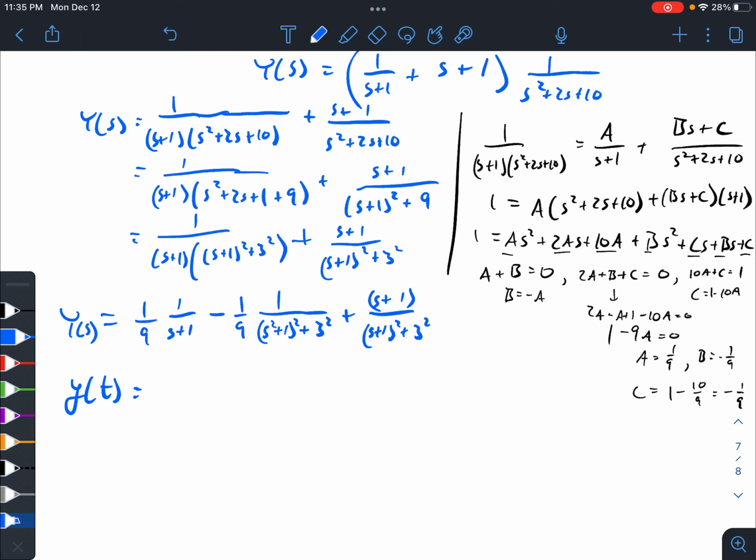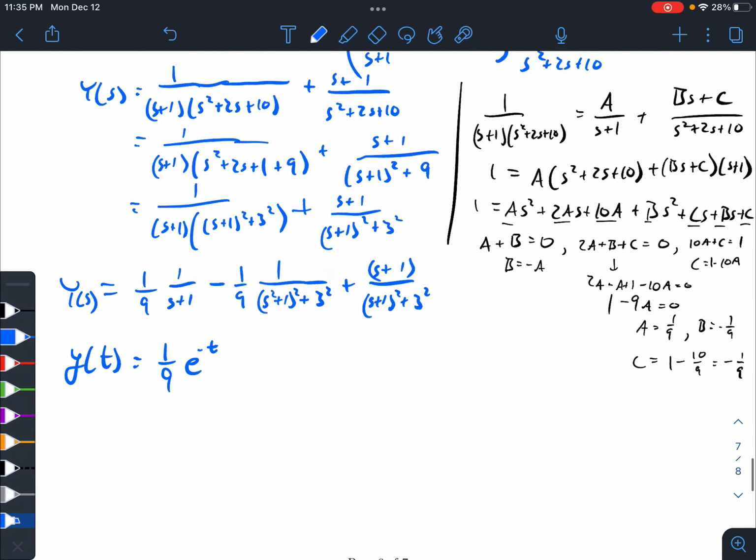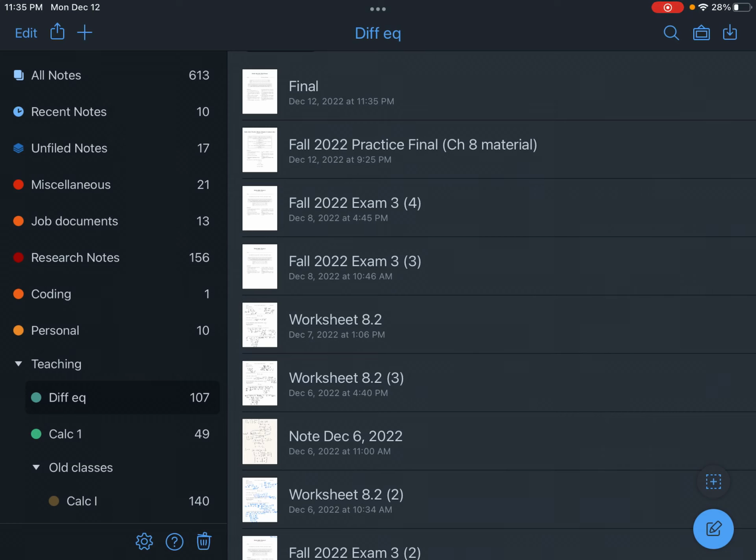So y of t is L inverse of all of this. What's L inverse of 1 over 9 times 1 over s plus 1? Well, the 1/9 just comes along. And this would be e to the negative t. Okay. Minus 1/9. All right, here's where translation theorems start happening. Let's go to the thing.